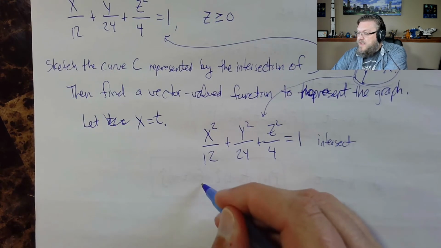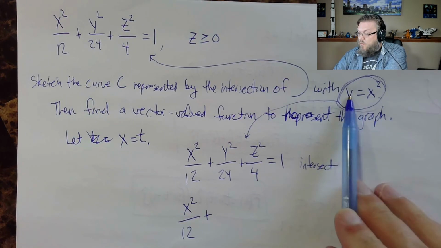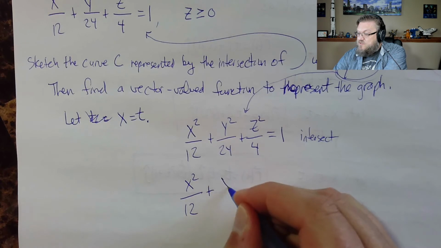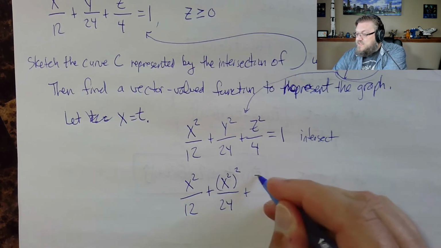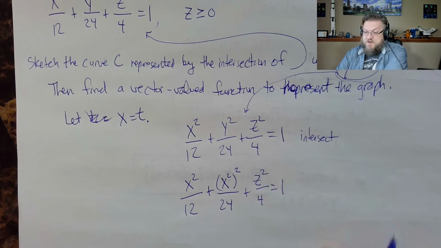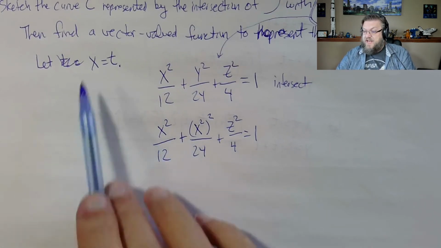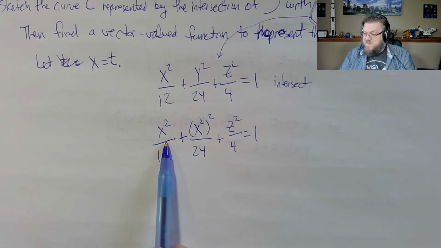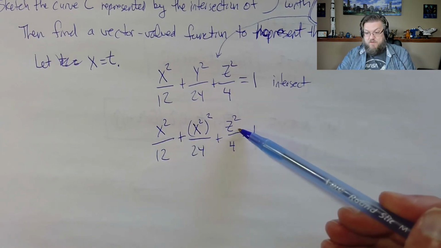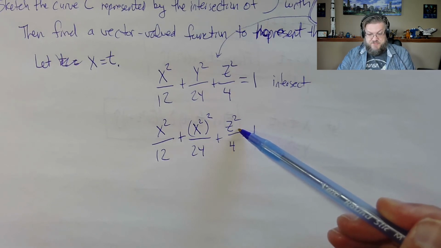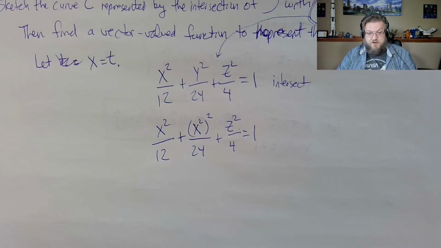So here's what I'm going to get. I'm going to get x squared over 12 plus, what is y equal to in the intersection? y is x squared. So I now get x squared squared over 24 plus z squared over 4. And I'm in really good shape here. Do you see what just happened? I now know that I can call x to be t. So I can replace this with a t. I can replace this with a t. And then, since I have one more variable left over, I can just solve for z in terms of stuff with t.